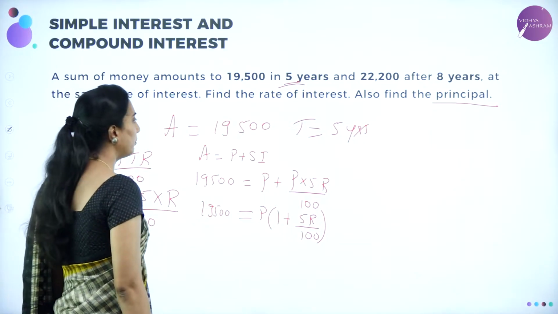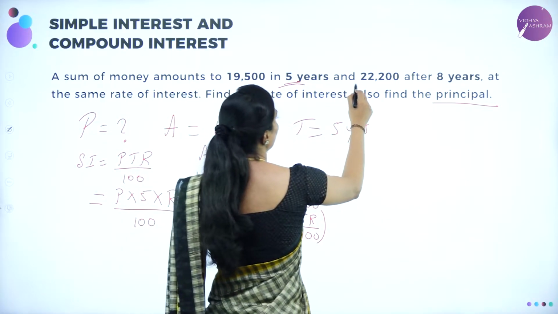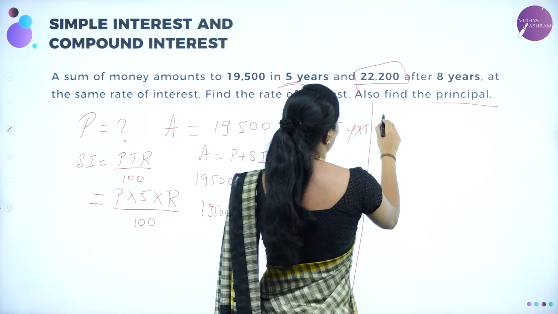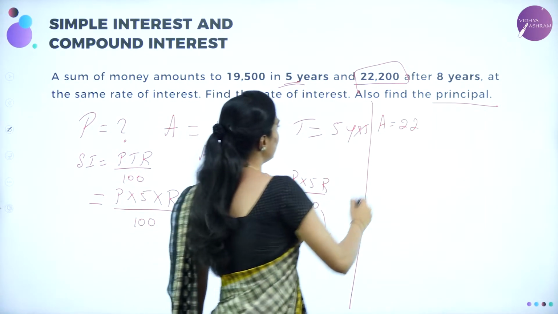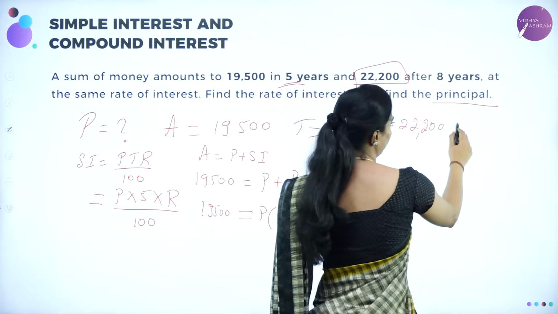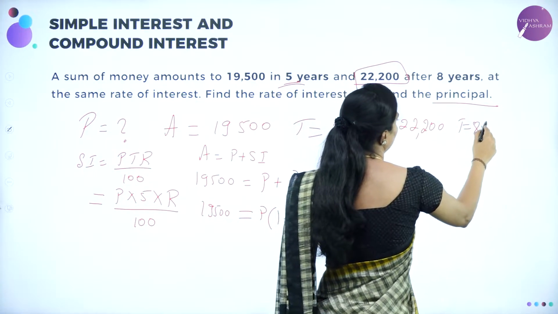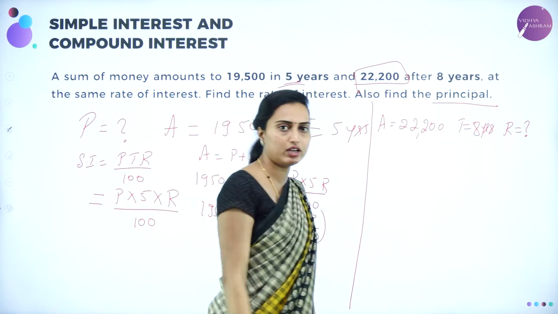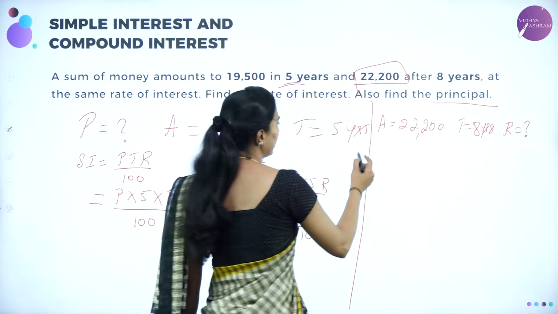So next, they have given 22,200 after 8 years. That means you can calculate the amount as 22,200, and then T is equal to 8 years, and R we don't know here. Same rate of interest they have asked, right? So therefore let me calculate this also.